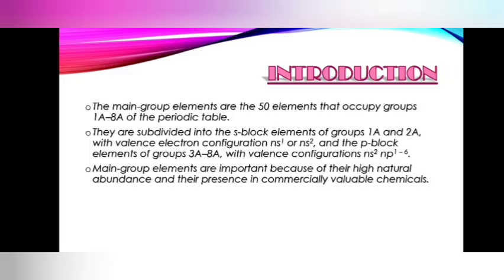Main group elements are very important because of their high natural abundance and their presence in commercially valuable chemicals. Actually, the main group elements occur naturally in greater amounts, so we need to study them more. That's why they are very important, and these elements are mostly taken in the reactions that we see in chemistry.